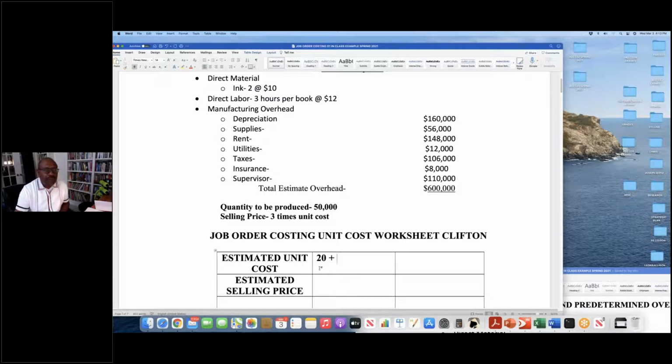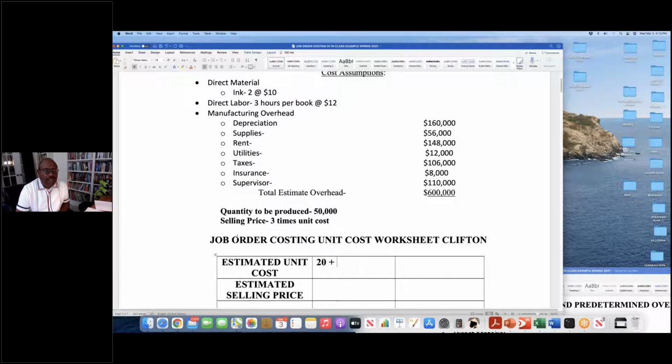Labor. And then the labor. So it's 3 hours per book. That means we're multiplying. So what's our labor? That's 3 times what? 36.